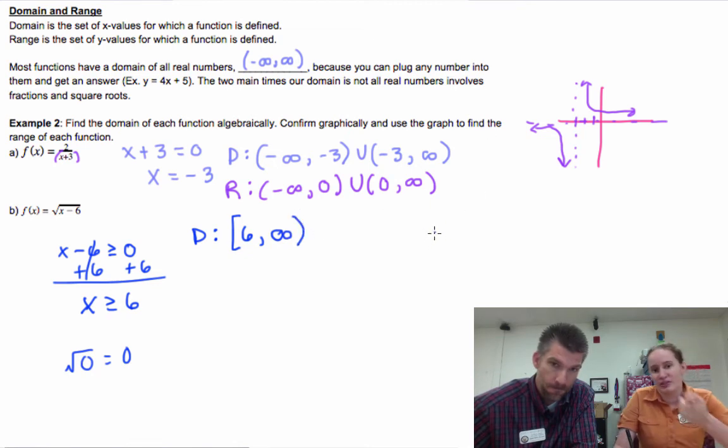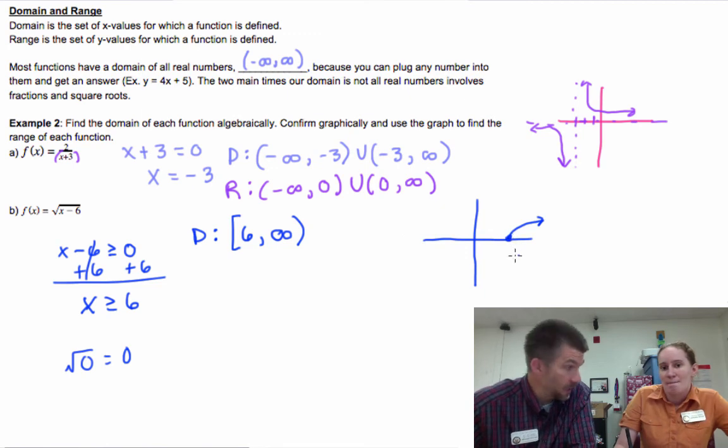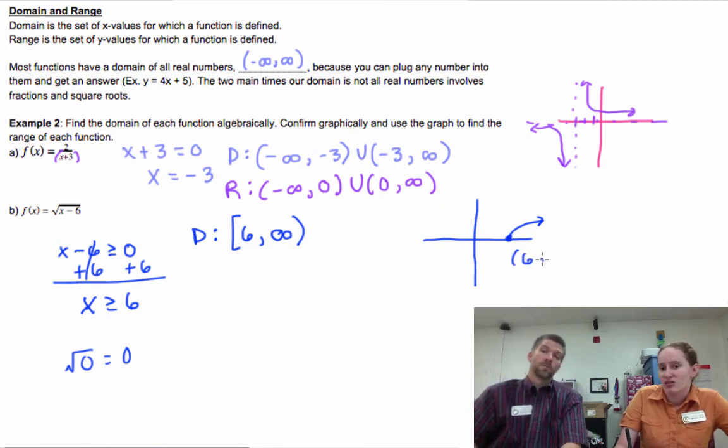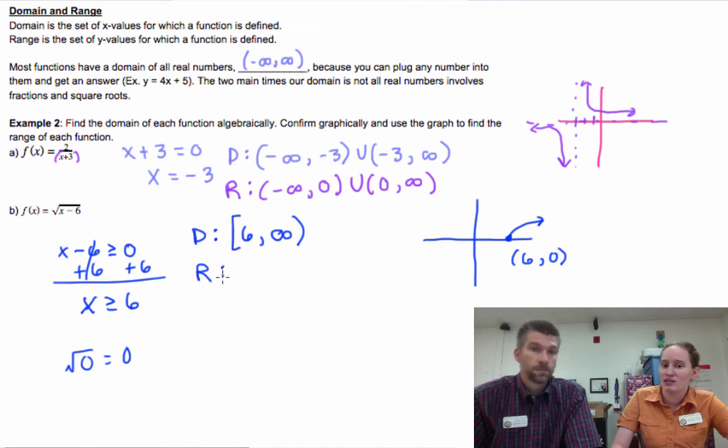Now, if you'll put this in your graph as y equals square root of x minus 6, you should get a graph that looks like this. You might look at your table of values to help. You should have errors this way, or it might be blank, and this point should be 6 comma 0. And so that confirms our domain: we started at 6 and we went to the right. And our range, the lowest value we have for y here is 0.